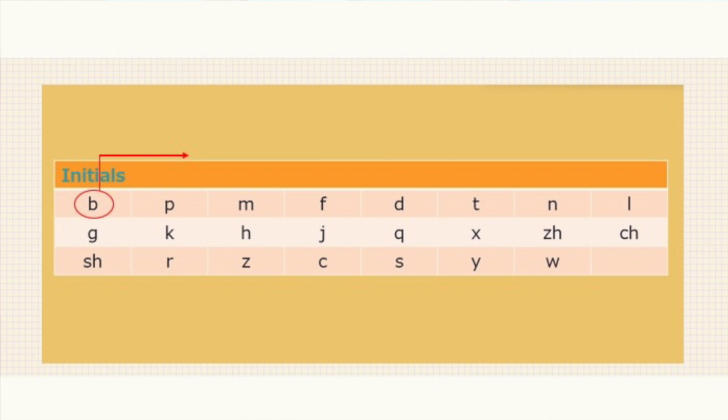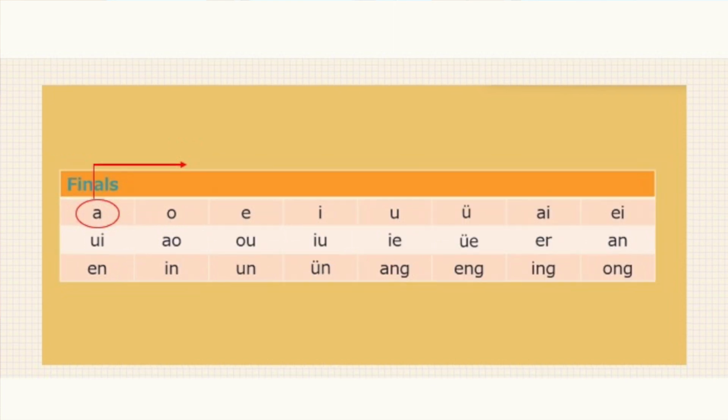Bo, po, mo, fo, de, te, ne, le, ge, ke, he, ji, qi, xi, zhi, chi, shi, yu, zi, ci, si, yi, wu. Now, finals, let us start here.